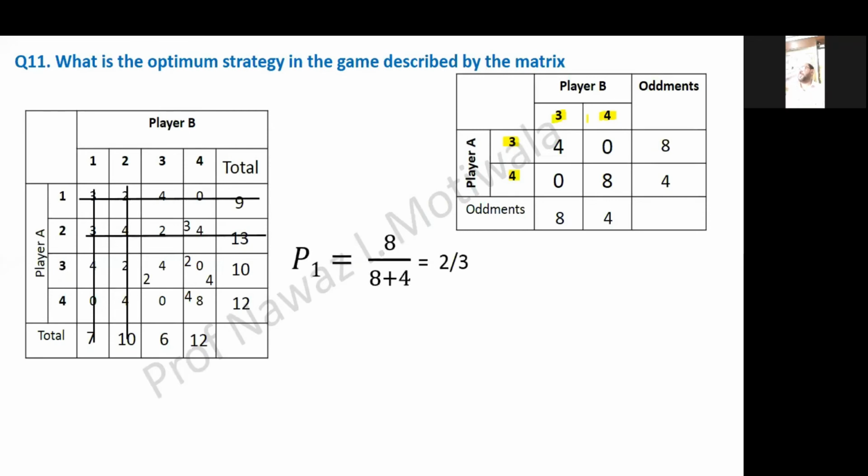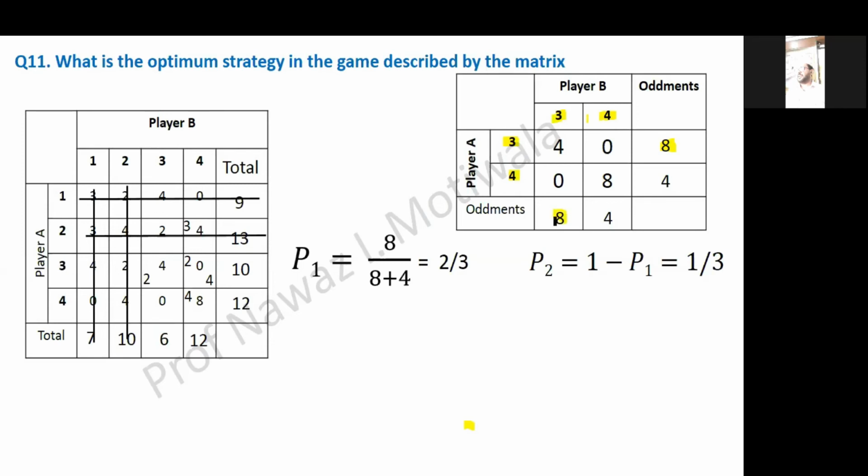So P1 is equal to the oddment, which is 8, divided by the total number of oddments, which is 12. So 8 divided by 12, I will get the answer 2 by 3. Next value, I know that the total probability is always 1. So it will be 1 minus P1, which is 1 by 3. Or you can also go by the oddment method, that is 4 divided by 12. We will get the same answer. Similarly, for Q or column wise, I will say again the same, the oddment is 8.